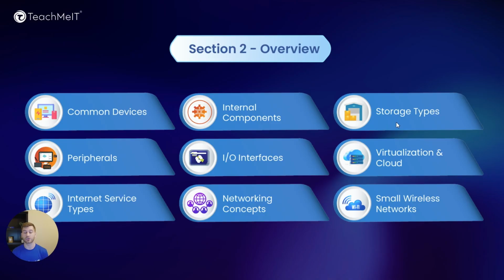Then we'll be talking about storage types and data access. So we'll be talking about where we can store data, both on local devices, such as USB thumbnail drives, bigger storage drives physically, and on the cloud. We'll also be moving into virtualization from there and the cloud more in general. And lastly, we'll finish this section off with small wireless networks.